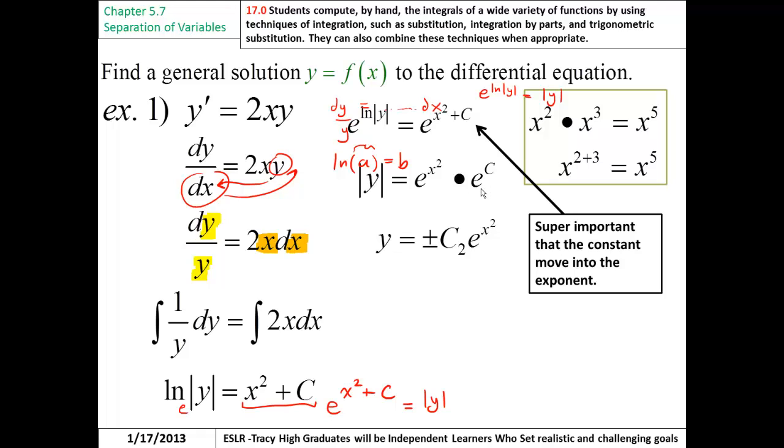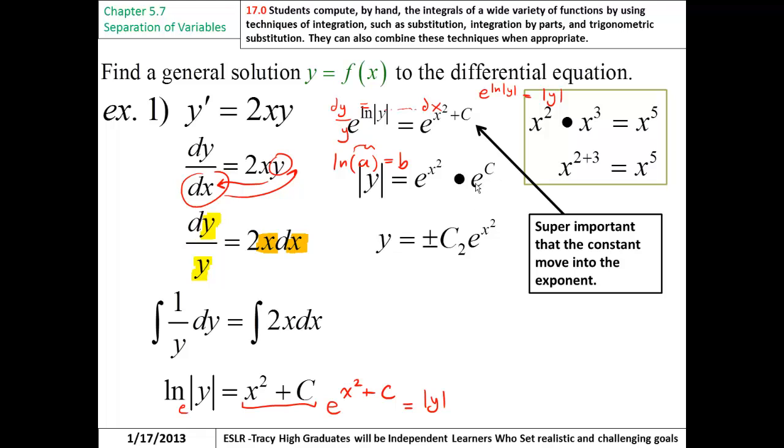And so, because of that, you can say e to a constant is just another constant, and we're going to call that c sub 2. So it's another constant, but it's distinctly different from this one. Maybe it's the same if it's like 1 or something, but you can't count on that.